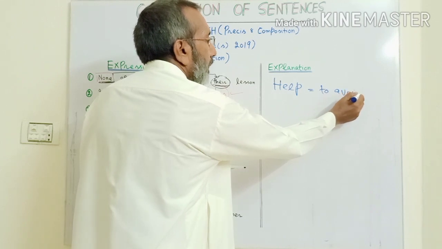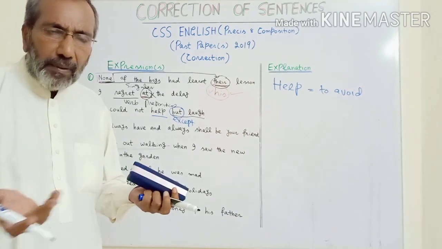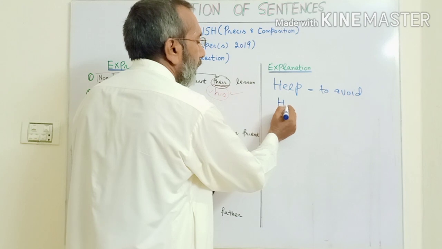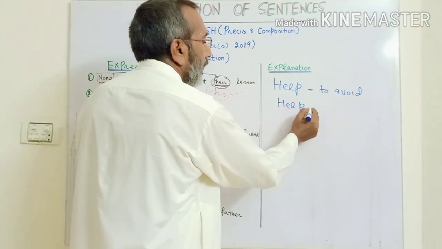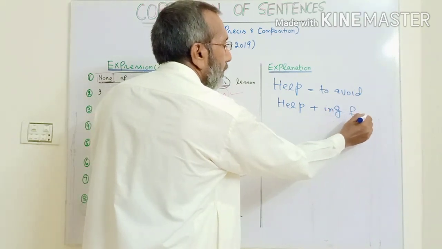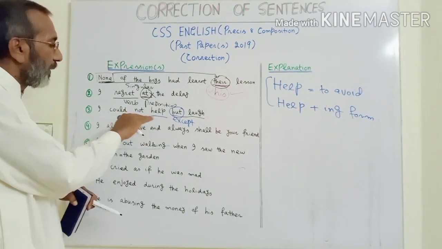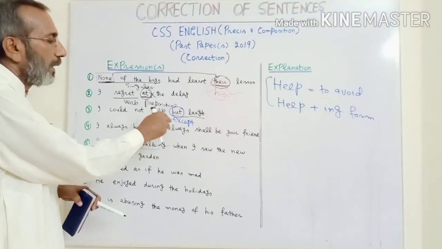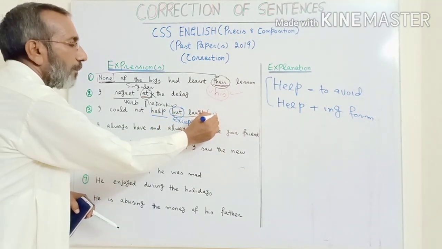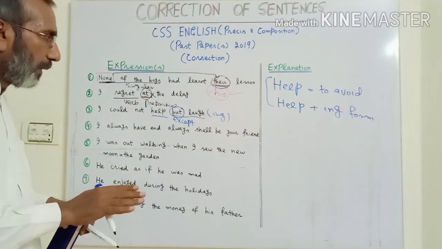And the formula is: when we use the word help in this sense, to avoid something, it is followed by the ing form. So try to understand this. I was saying "I could not help." If I use the word except and just add ing, it is almost okay: "I could not help except laughing."